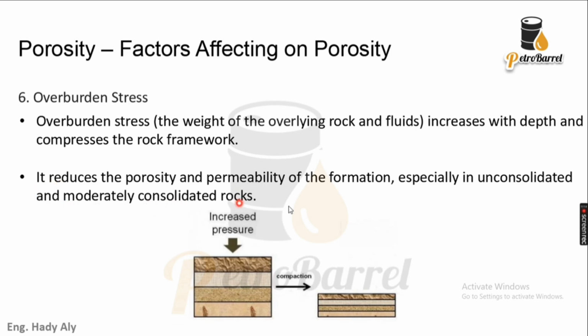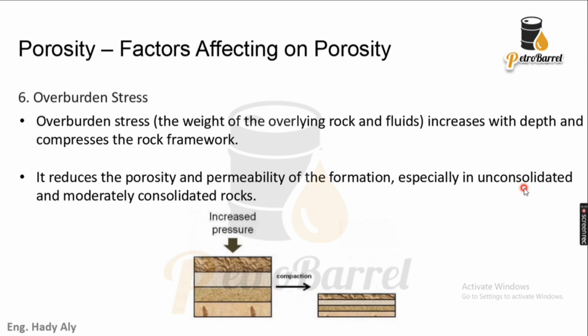Why unconsolidated and moderately consolidated rocks? Because in unconsolidated formation, I don't have enough cementing material to make the rock itself, or the formation, strong, rigid or hard. So the unconsolidated formation leads to easy movement of the grains, making the compaction very easy. So the higher the compaction, the lower the value of porosity and the lower the value of permeability.